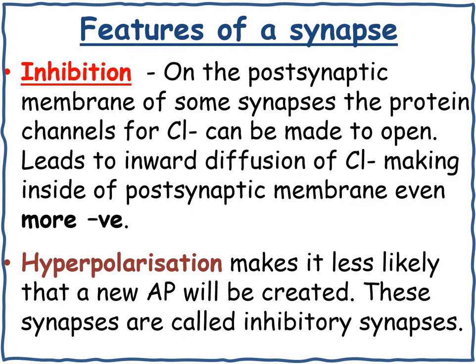And there are inhibitory synapses as well as excitatory ones. So inhibitory ones, on the postsynaptic membrane of some synapses, the protein channels for chlorine can be made to open. This leads to inward movement of chlorine, making the inside of the postsynaptic membrane even more negative. This is known as hyperpolarization, and it makes it less likely that a new action potential will be created. These synapses are called inhibitory synapses.